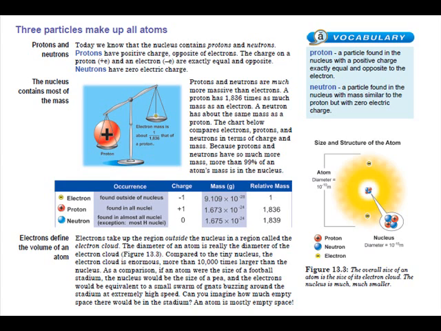As a comparison, if an atom were the size of a football stadium, the nucleus would be the size of a pea, and the electrons would be equivalent to a small swarm of gnats buzzing around the stadium at extremely high speed. Can you imagine how much empty space there would be in a stadium? An atom is almost empty space.